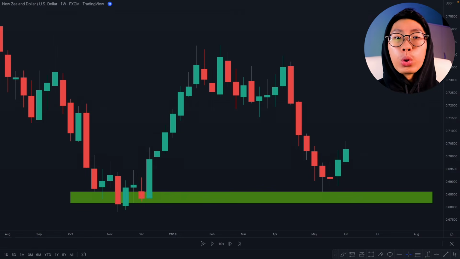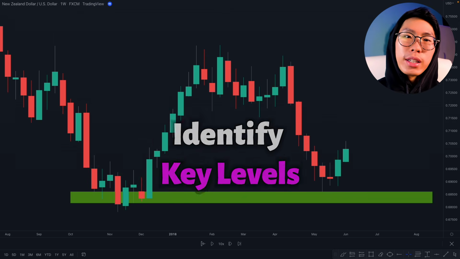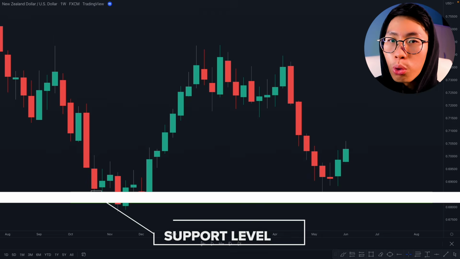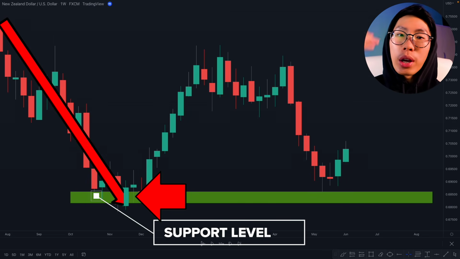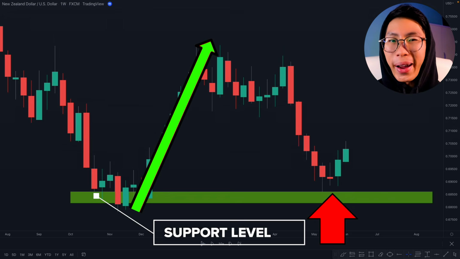The first thing before we do anything is to identify key levels. As you can see, there is a very strong support level right here because this is where price hits and then reverses from. And now, guess what? We are back here again.